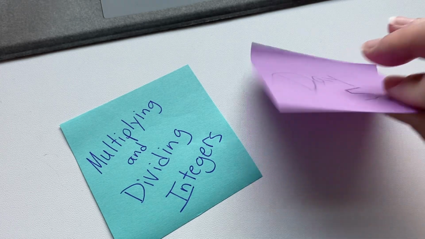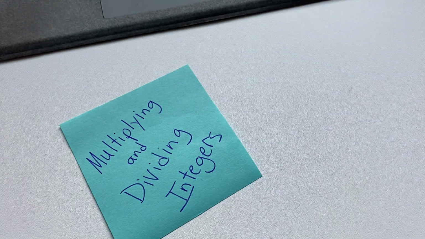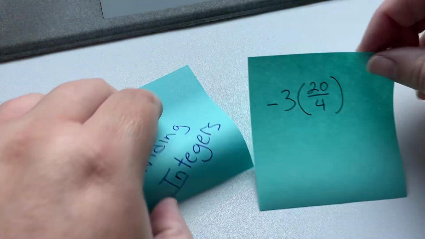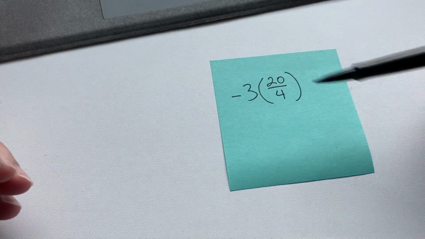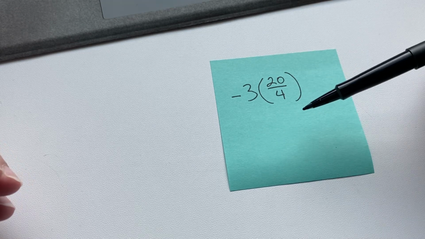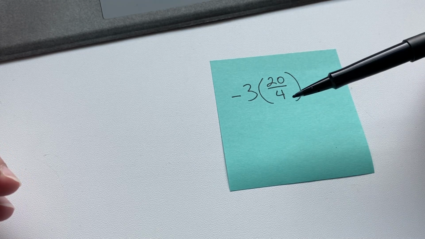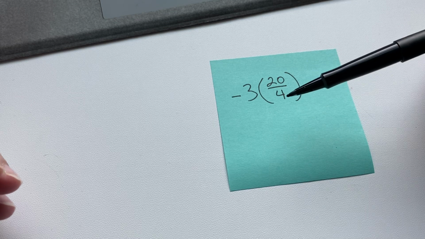Today we're going to get into when there's multiplying and dividing. So we're going to have to follow some of the rules for order of operations. And then we also have to remember the rules for integers, for multiplying and dividing integers.